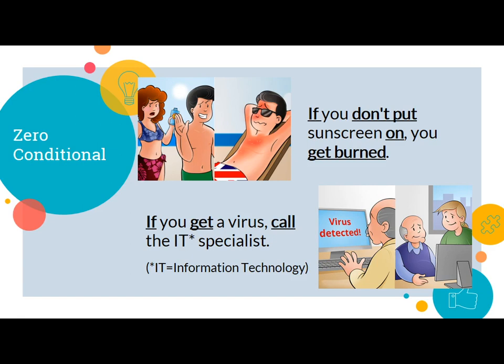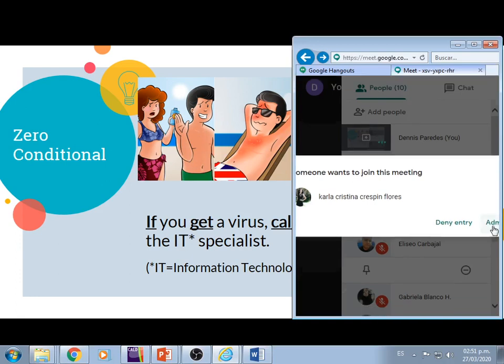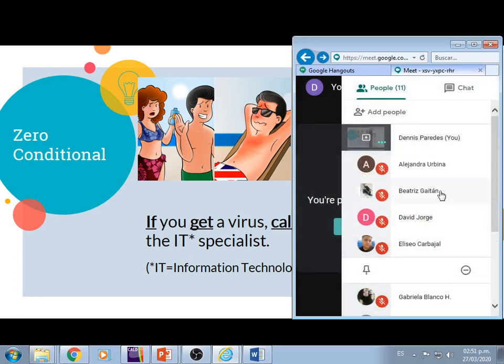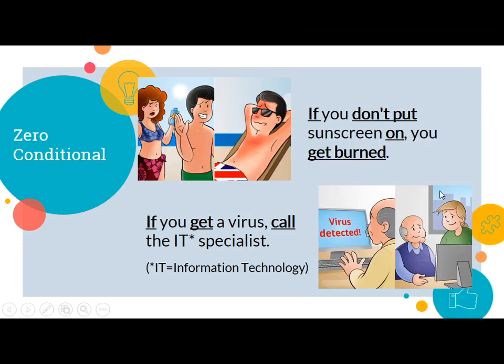If you take a look at the structure, I'm going to show you this example for you to check the structure. If you don't put sunscreen on, okay, give me a second. Hold on. Okay. Let's continue. If you take a look at the first clause, the if clause, we're going to have the simple present form: if you don't put sunscreen on. And in the second clause, that's going to be the main clause, we're going to have the same sentence in the simple present form: get burned.